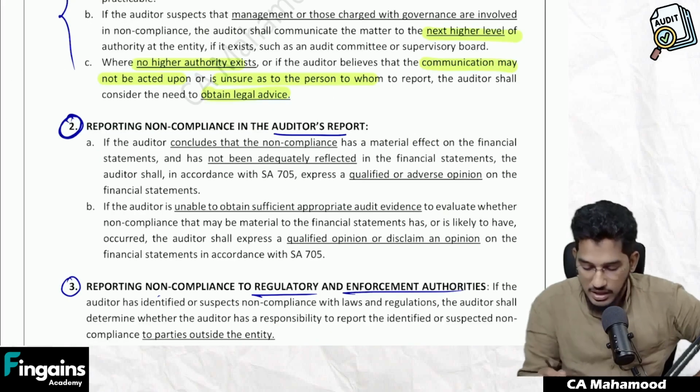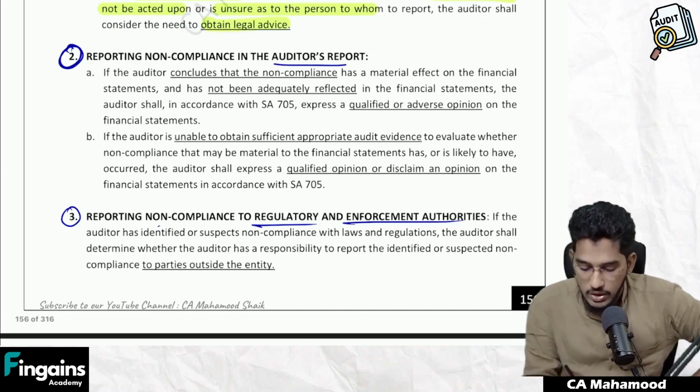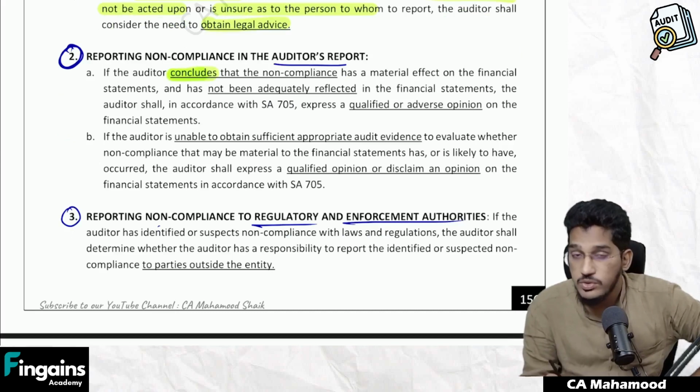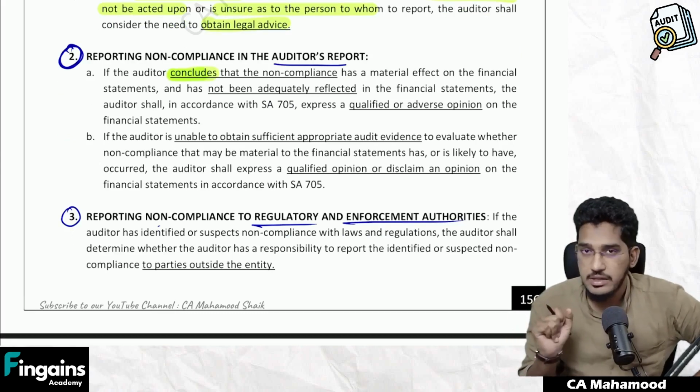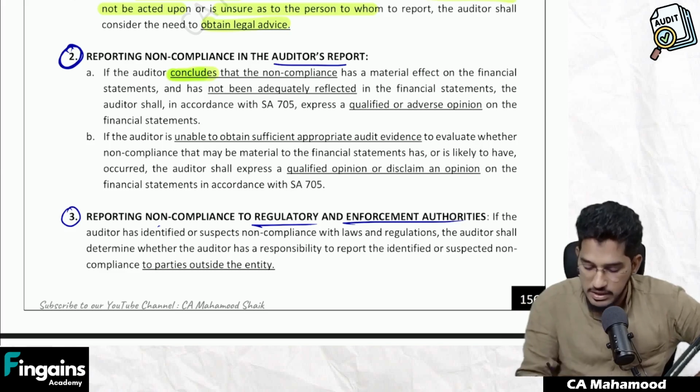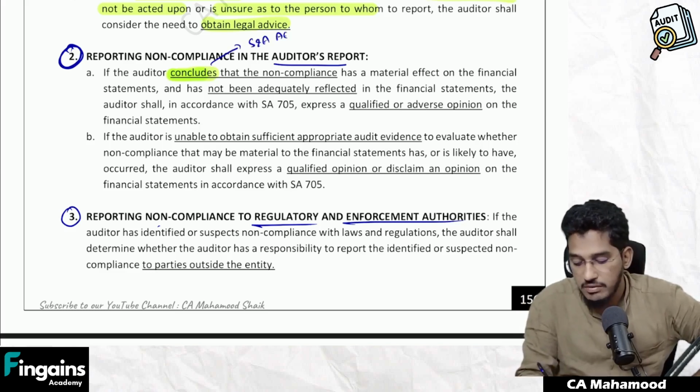Like if we read it here, if the auditor concludes that the non-compliance, concludes means what? When I say the auditor has concluded that there is a non-compliance, that means is he having evidence or not having evidence? That means he is having evidence. Sufficient and appropriate audit evidence is available. Then only I can conclude.